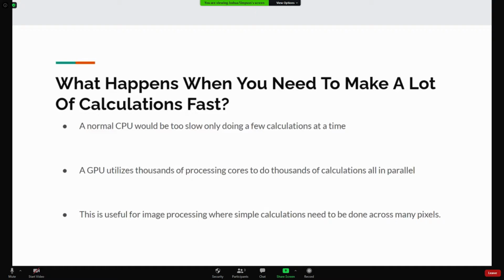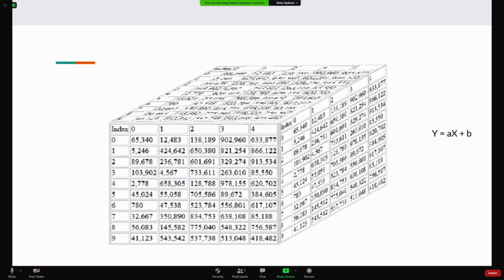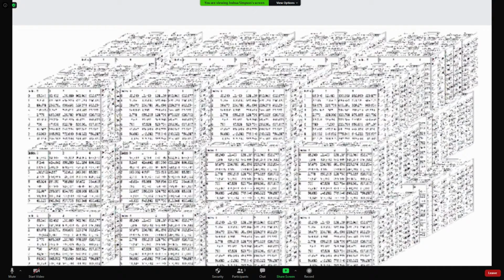So imagine if you had something like this, an array, like a 2D array or 3D array, and you wanted to do y equals ax plus b on every single thing in this array. If you have a regular CPU, it's going to take you a long time. Now, imagine if you had a ton of these things. You're going to be sitting here for hours.